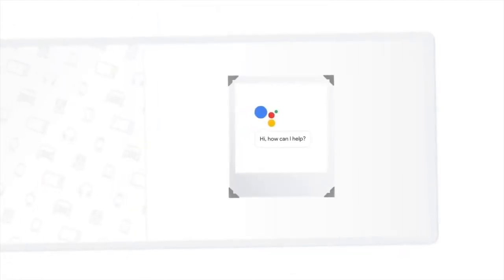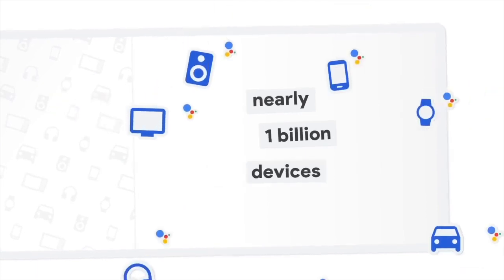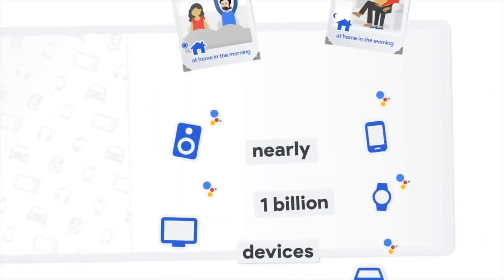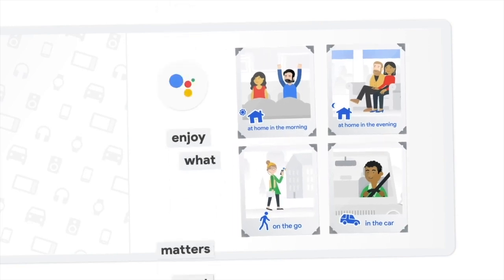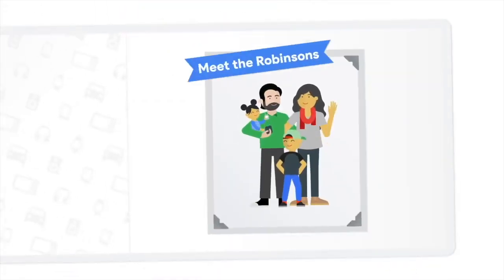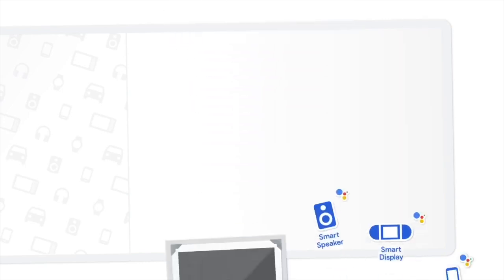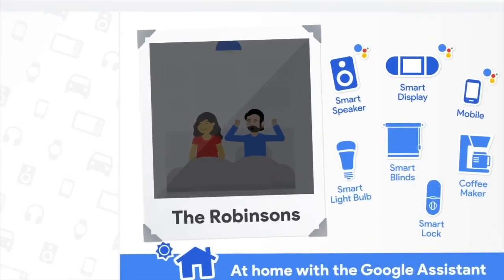Meet your Google Assistant. It's your own personal Google, available on nearly 1 billion devices. Whether you're at home, on the go, or in the car, your assistant is always ready to help, giving you more time to enjoy the people and moments that matter most. The Robinsons here, for example, lead busy lives. At home, getting ready in the morning can be chaotic. The Google Assistant helps them start the day by getting more done in a shorter amount of time.